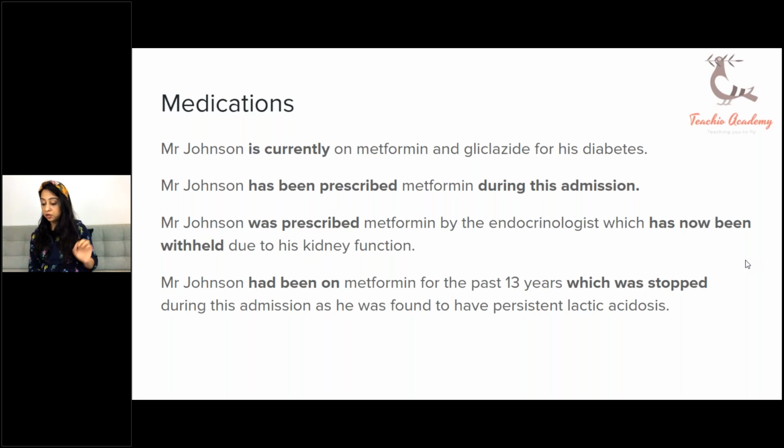Dr. Hijab, you would use "commenced on." So Mr. Johnson has been commenced on metformin. So he has been started on metformin. Commenced is just an alternative to started. So Mr. Johnson's metformin was commenced, or Mr. Johnson's metformin was started, and Mr. Johnson was started on metformin. Mr. Johnson was commenced on metformin. So it's just an alternative to start.